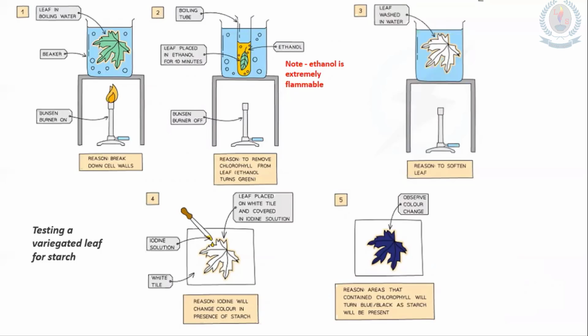Third step, after boiling in ethanol, we take off the leaf and wash it using cold water. And then we blot it in order to remove the excess water. Then we add iodine solution and observe. If the color changes from yellowish brown to dark blue, that means starch is present in those areas.